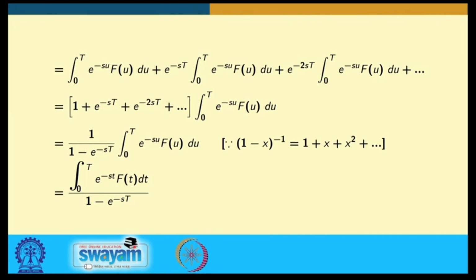Like this way I will get a series 1 plus e power minus sT, e power minus 2sT, and so on. This series is nothing but 1 by 1 minus e power minus sT, into the integral from 0 to T of e power minus su du, which I can write as the integral from 0 to T of e power minus st into f(t) dt. Actually, this capital T will be the small t, because here it is small t into f(t) dt.